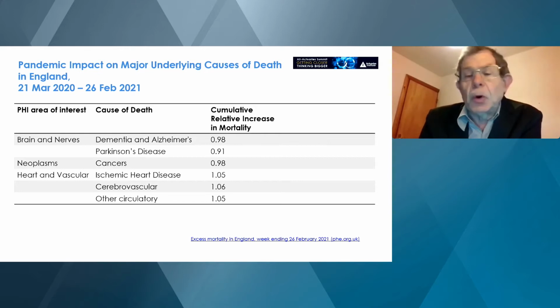However, other causes, which may have been due to lack of treatment, but also to the vulnerability of individuals, still showed an excess. And these may have been individuals who weren't tested, but still had COVID. Next slide.